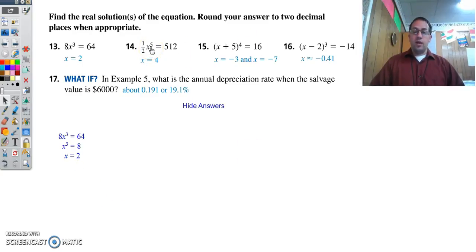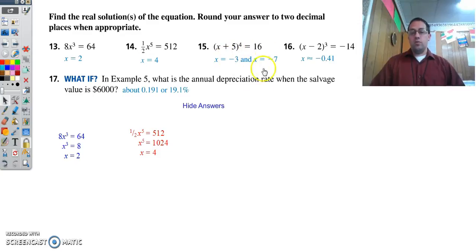We again see we have an odd exponent, so there's only one solution. So on this one, what we need to get rid of first is that 1/2. So we divide both sides by 1/2, which is the same as multiplying both sides by 2. So we end up with x to the 5th equals 1024. We're going to take that, and we need to get rid of this 5th power. So we take the 5th root of both sides, and x equals 4. Again, only one solution.